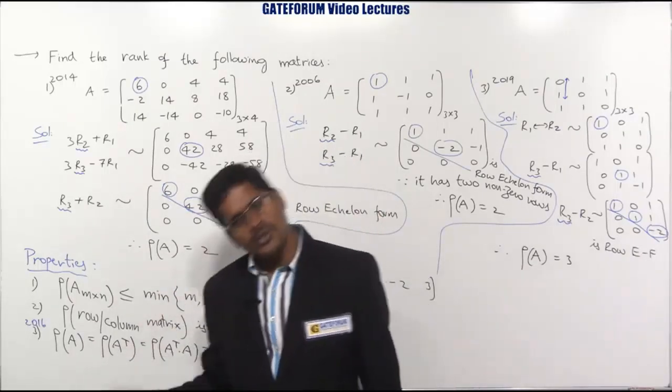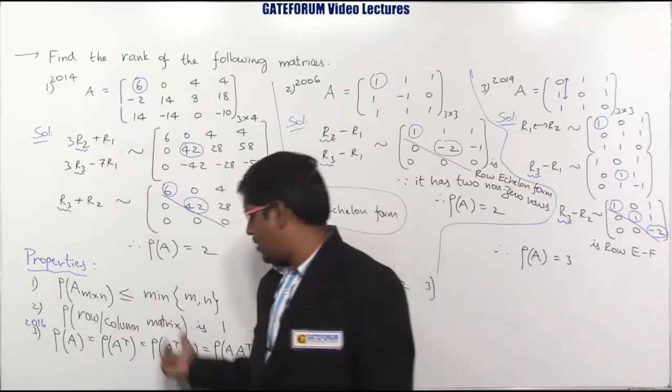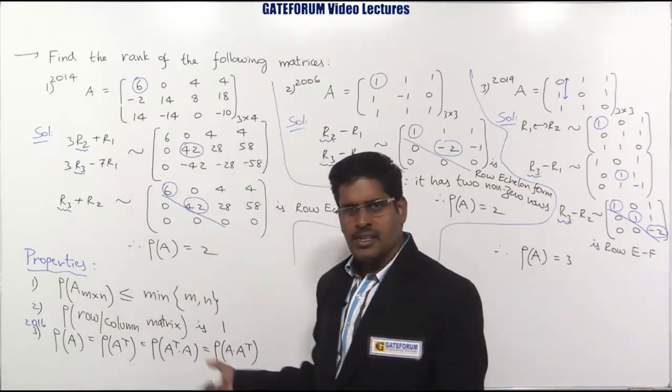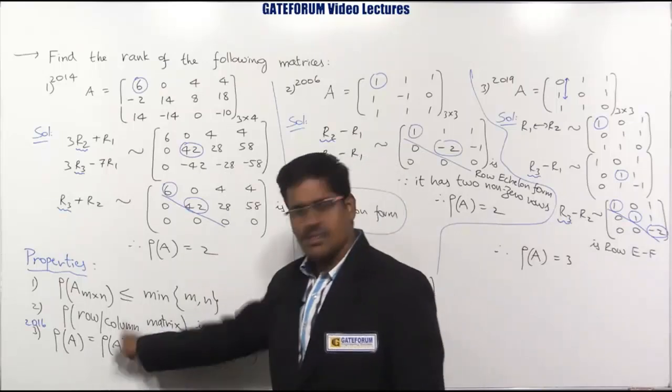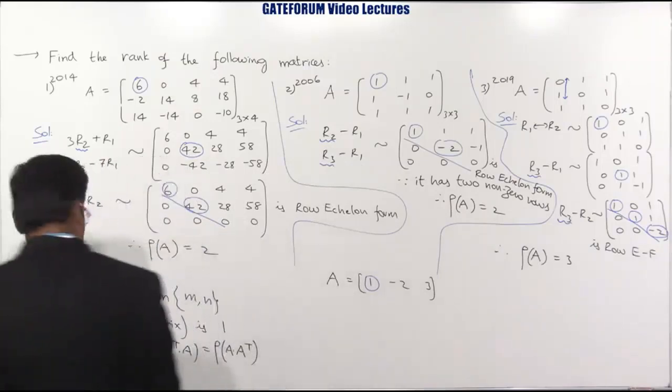Find A transpose, and for that matrix also use the above method to find the rank. Both are the same. Then multiply A into A transpose, and for that matrix find the rank, which is also the same as A. Okay. Next.